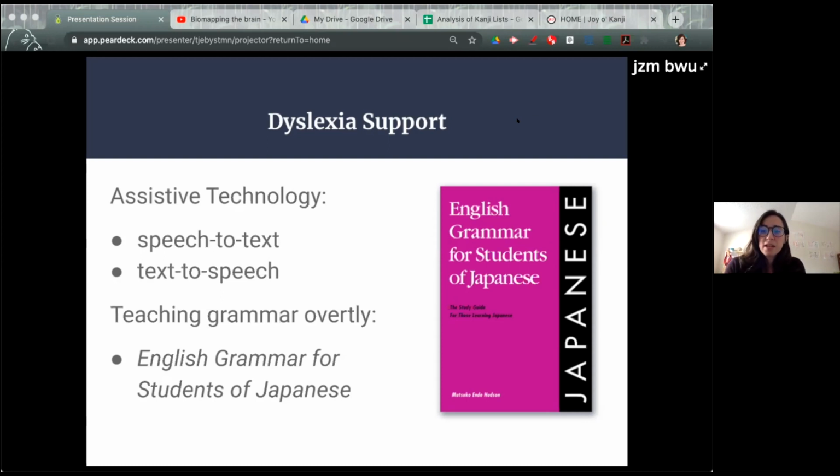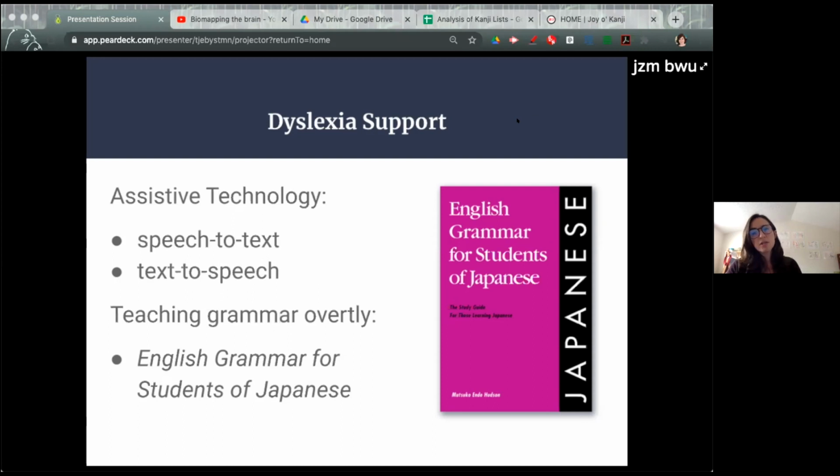If the assessment is not trying to figure out whether students can write characters, then it's very appropriate to give them access to things like text to speech and speech to text. So I really ask you to consider the ways in which you can do that with your courses now.